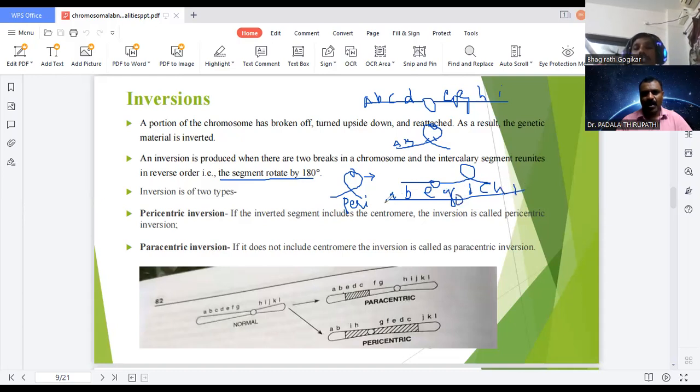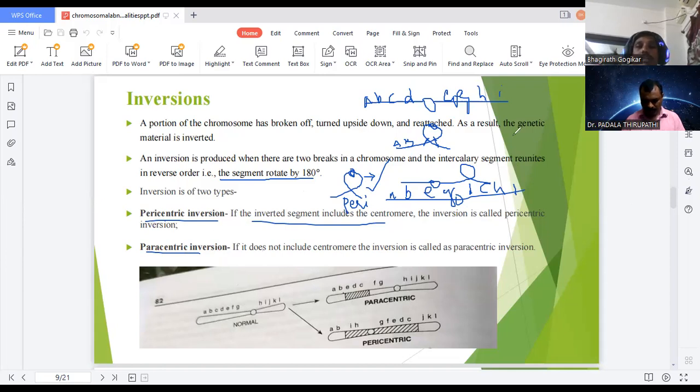You can see the gene order is completely changed due to the breaks at 2 points and reunion at those points. So inversion is of 2 types: pericentric inversion and paracentric inversion. Pericentric means the inverted segment includes the centromere. Here the centromere is present, so this is called pericentric inversion. If the centromere is absent in the inverted segment, that is called paracentric. These inversions and translocations generally suppress crossing over.